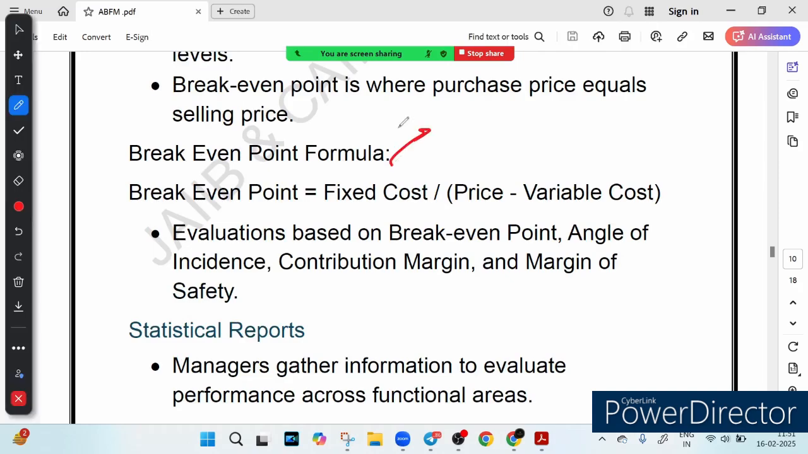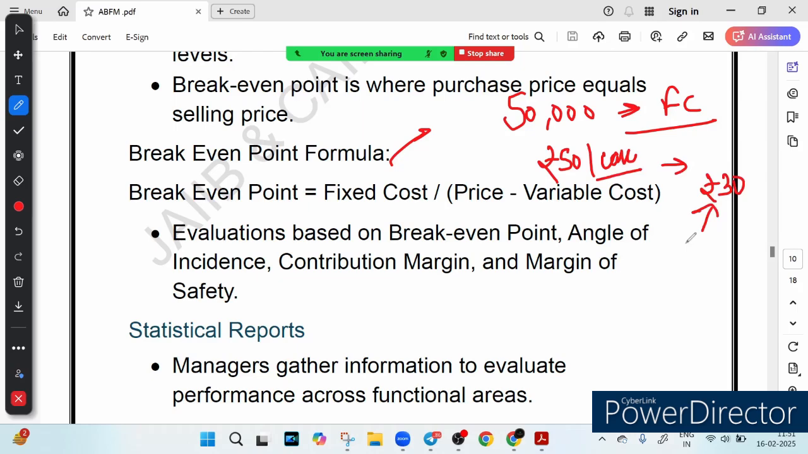For example, let's say a bakery has rupees 50,000 in fixed cost, and earns rupees 50 per cake, with rupees 30 as the variable cost. How to find the break even point? So per cake it earns rupees 50 and variable cost is rupees 30, right? You can show it graphically also. This is our 50,000, this is our 30, this is our 50, per unit.